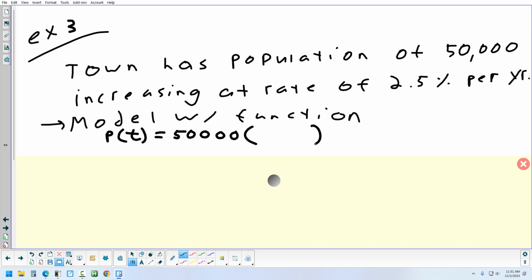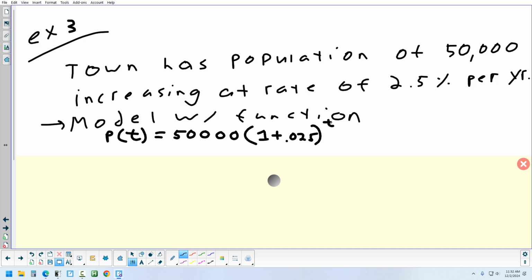So in this one, it's going to be 1 plus, what am I going to put after the plus sign? 0.025, yep. And I need one more thing, and without this, it is definitely not exponential. Time, and where does that go? That's my exponent, yep.